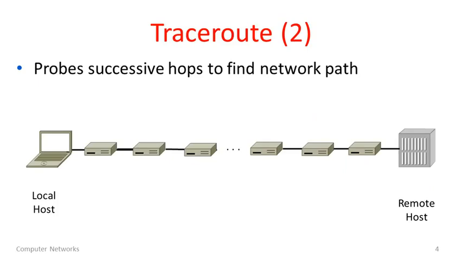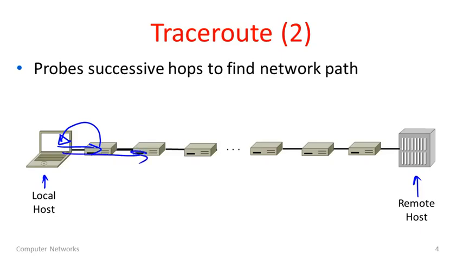Okay, so here's how Traceroute works. Traceroute probes successive hops in order to find the network path between a host that's doing the probing, over here on the left, and a destination host that's on the right-hand side. So this might be some remote web server, and you want to find the network path between your computer and the remote web server. What Traceroute does is it sends a packet towards that remote host, only a single hop into the network, and then causes the network to send a reply back.